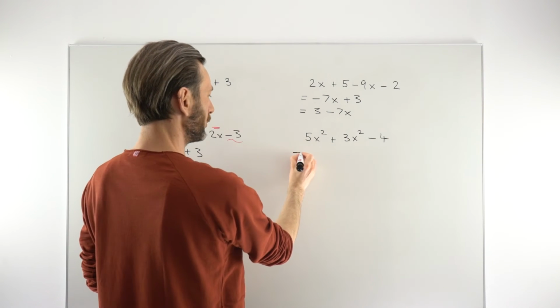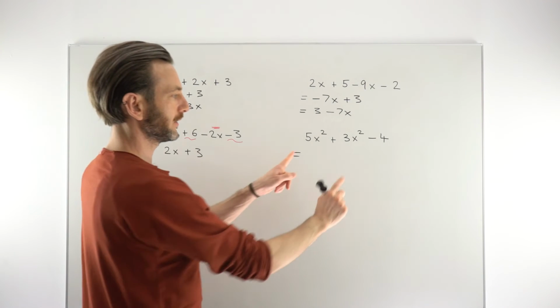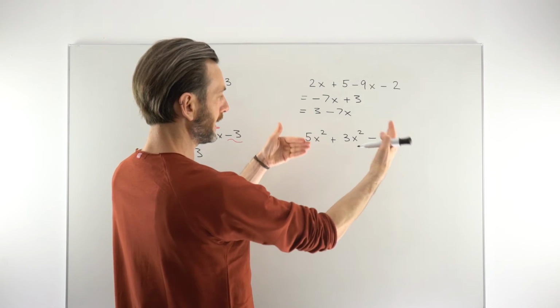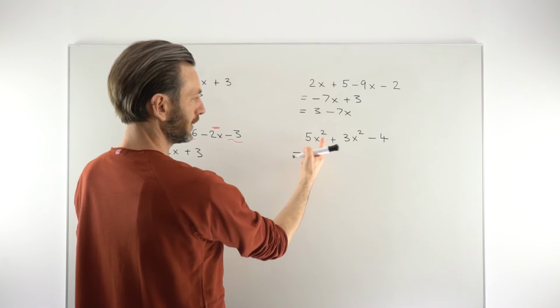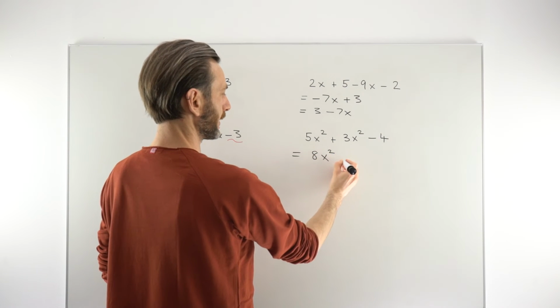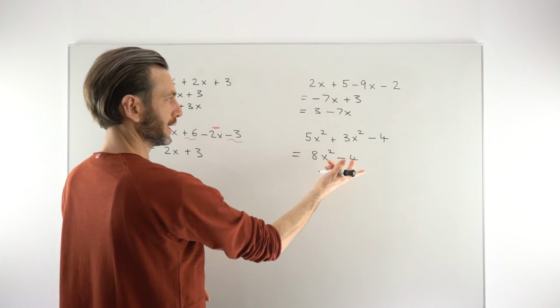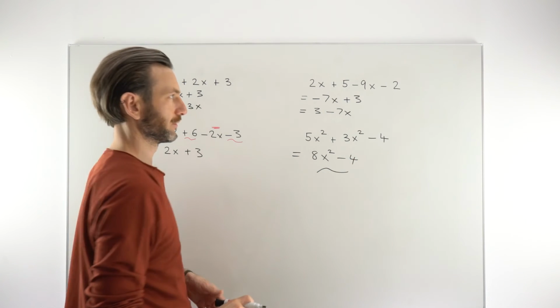Okay, right, so the final one, slightly different looking expression. We've got some squares in there, but it doesn't matter. These are the like terms, so they're alike. They're both squares. 5 of them plus 3 of them gives us 8 of them, so 8x squared minus 4. No negative here, so we don't need to spin it around. That's just the final answer for that one.